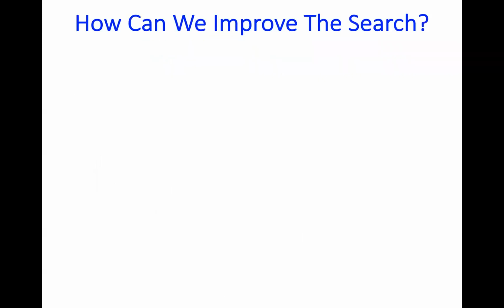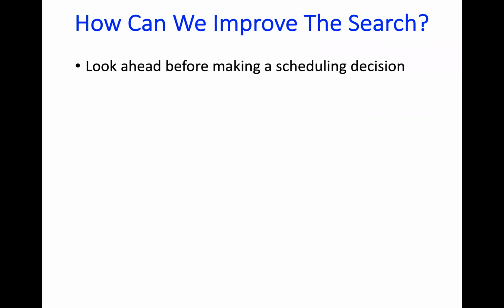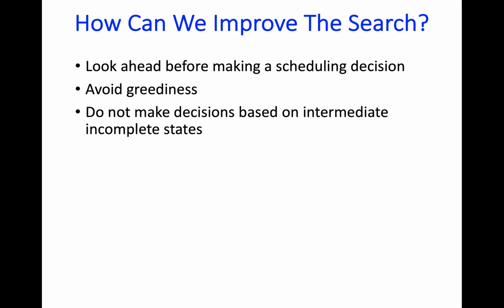Now, if we ask ourselves, how can we improve the search in this case? First, we want to be able to look ahead before making a scheduling decision. We want to avoid this greediness. Basically, looking ahead allows us to make better decisions because we're looking at the long term rather than the short term. And if we avoid the greediness, we also basically are looking ahead and making sure we make smarter decisions. We don't want to make these decisions on intermediate, incomplete states. And we want to be able to be resilient to noise in the cost model.